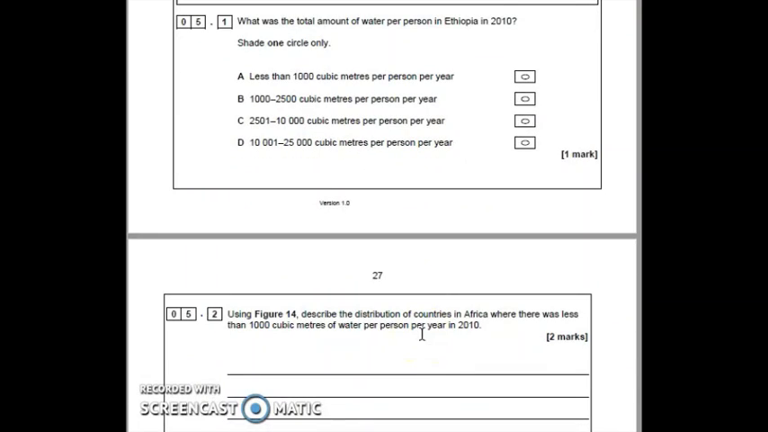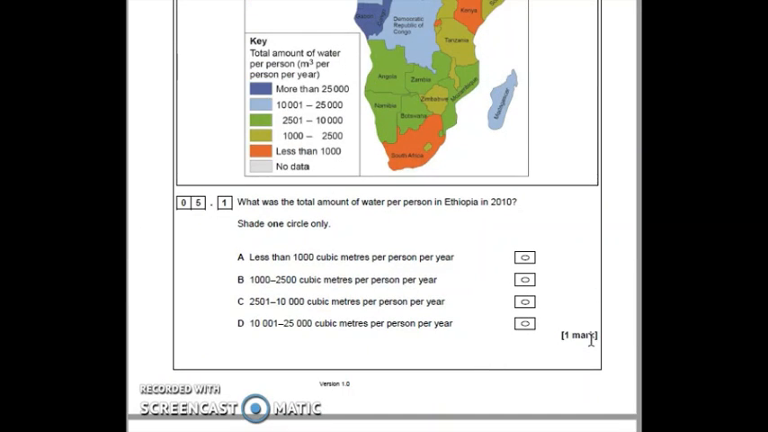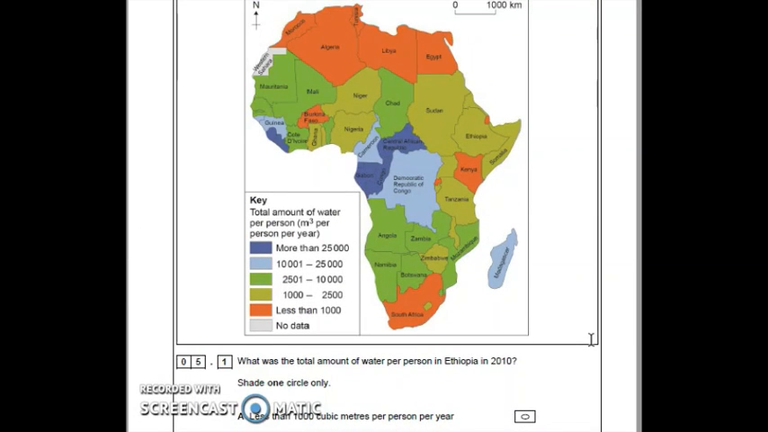Next question, 5.2. Using that figure again, describe, again, this key term comes up all the time, the distribution of countries in Africa where there was less than 1,000 cubic meters of water per person per year in 2010. So basically, you've just got to describe where these countries are. So for 2 marks, obviously just one basic statement will not be good enough. Try not to lose marks on these questions because they will add up eventually. So the ones that are less than 1,000 are the ones in bright orange.